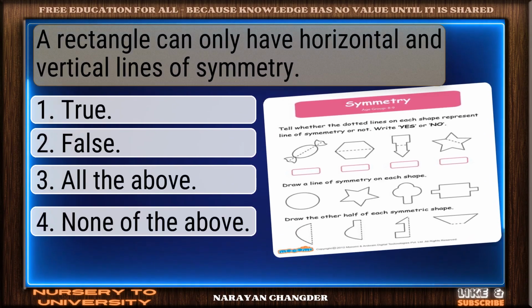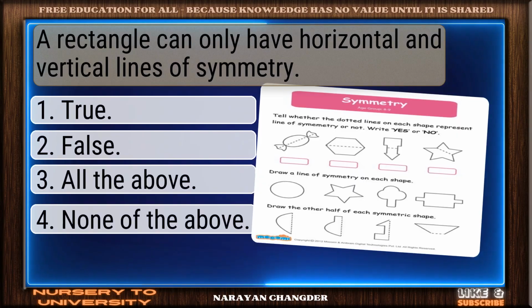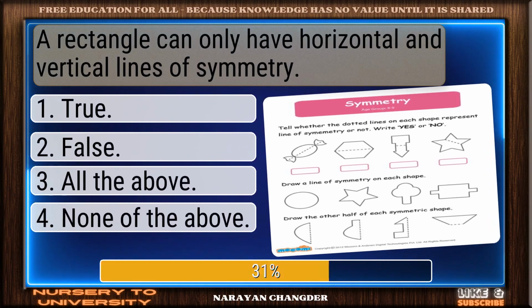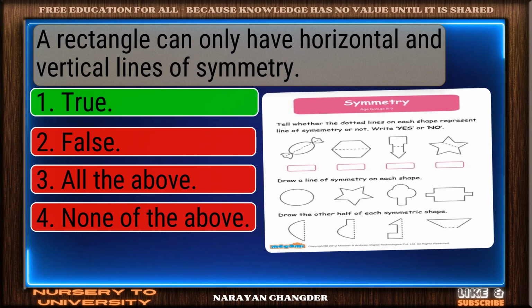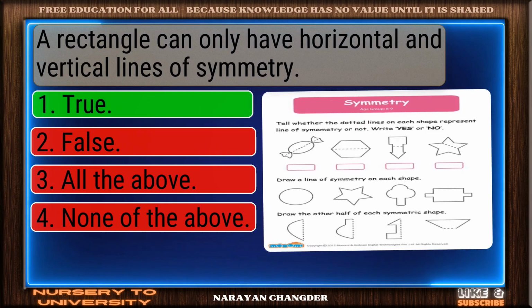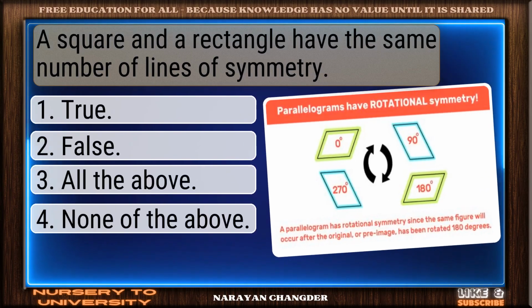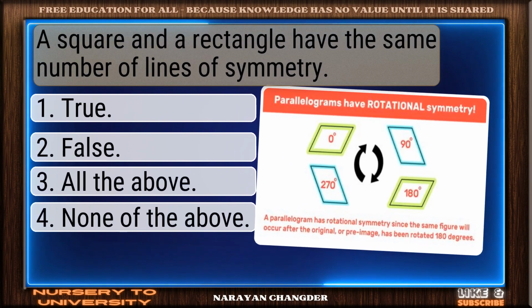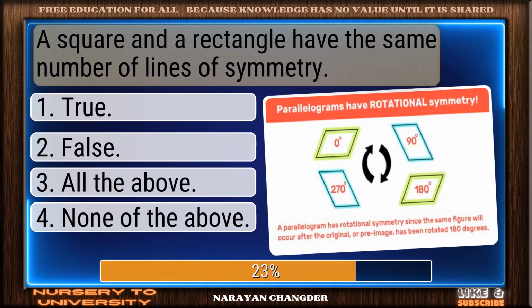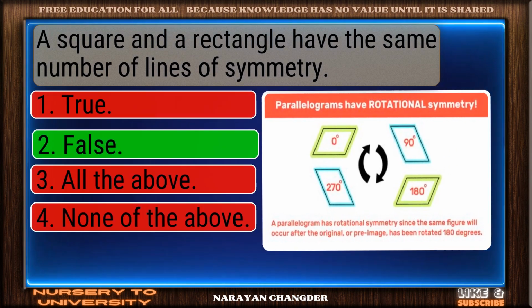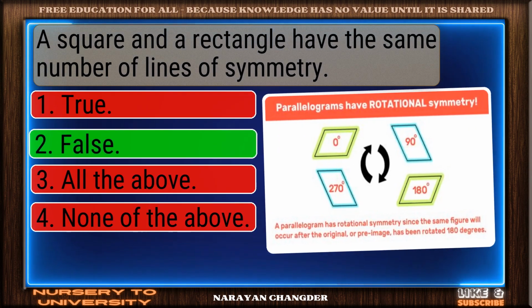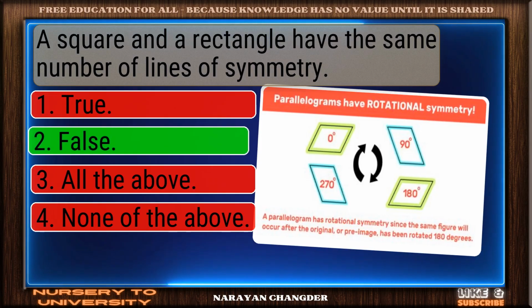A rectangle can only have horizontal and vertical lines of symmetry. Well reasoned. True is the correct choice. A square and a rectangle have the same number of lines of symmetry. Exactly. False makes sense, and it is the right choice.